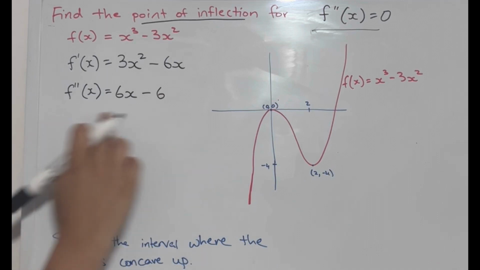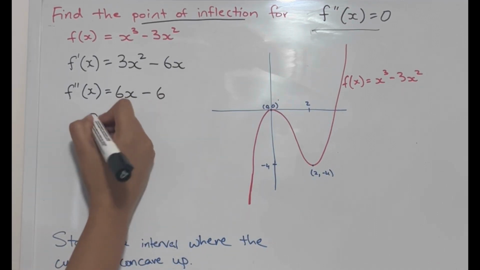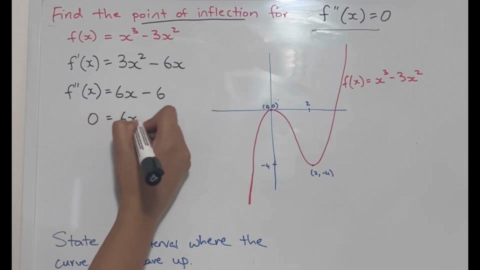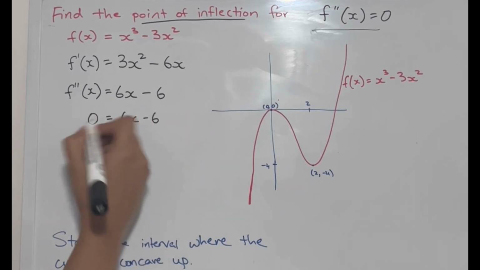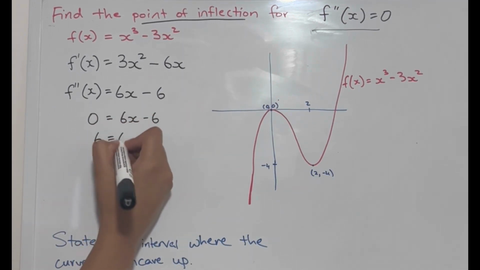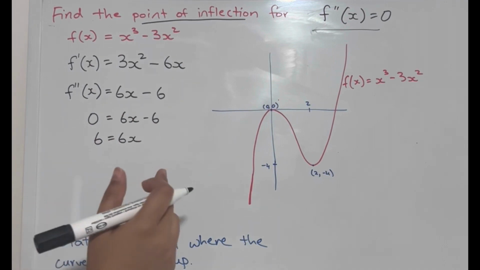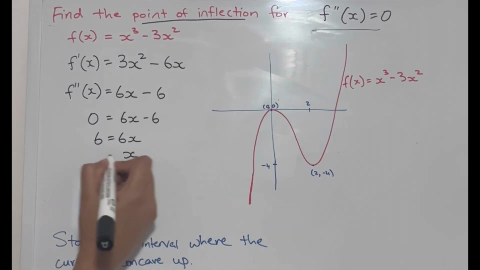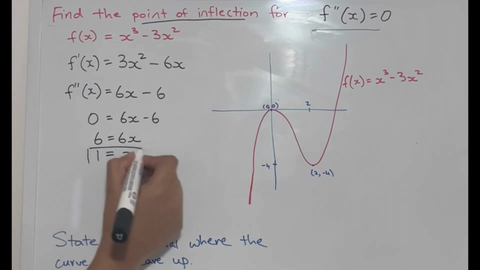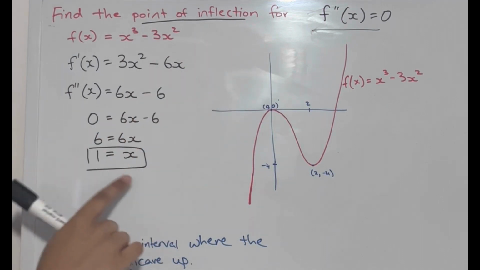So now we want to know when this equals 0. So we're going to do 0 equals 6x minus 6. Adding 6 on both sides, we're going to get 6 equals 6x. Dividing by 6, we'll get x equals 1. So our point of inflection is at x equals 1.